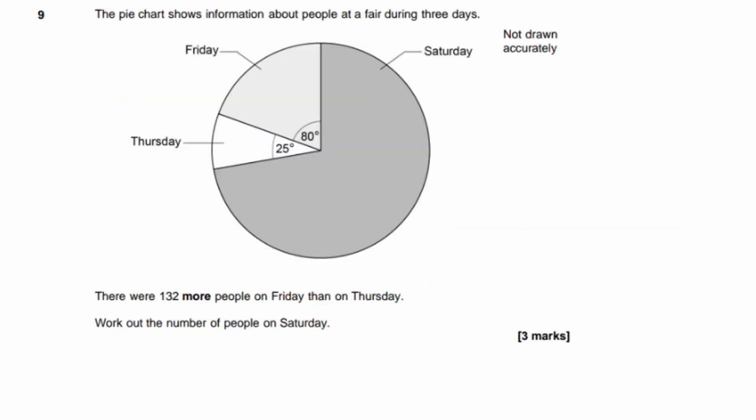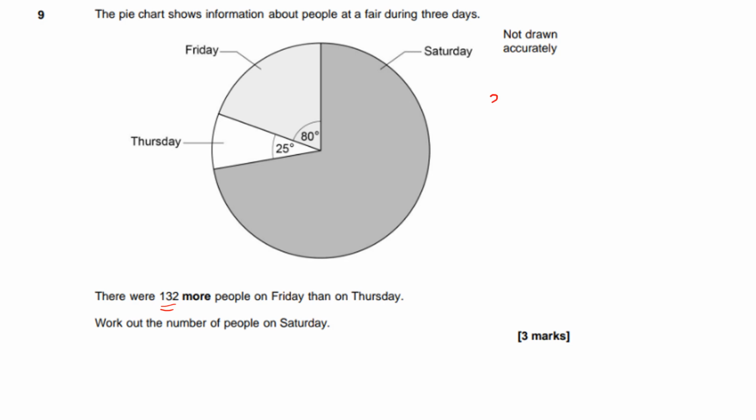Question 9. The pie chart shows information about people at a fair during 3 days. Friday, Thursday, Saturday. There were 132 more people on Friday than on Thursday. Work out the number of people on Saturday. So the difference between the Friday and Thursday will equate to 132 then.